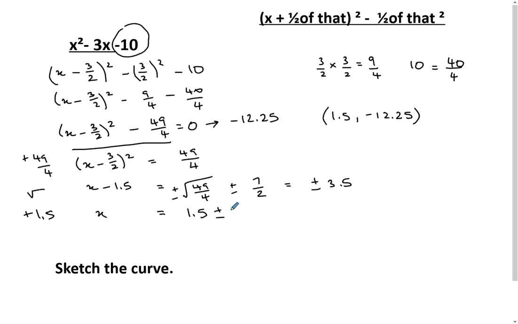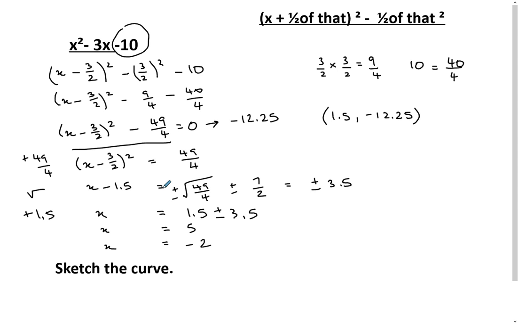Okay, and then we isolate the x, so add 1.5, and you've got x equals 1.5 plus or minus 3.5. So your x is 1.5 plus 3.5 is 5, or x equals 1.5 minus 3.5, which is minus 2. Okay, let's try and sketch that.